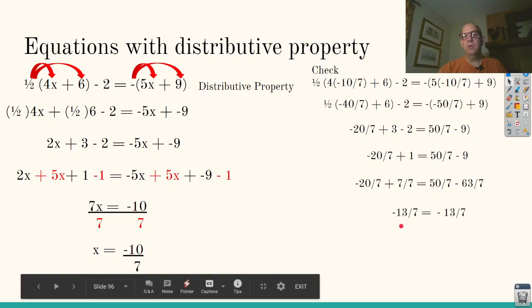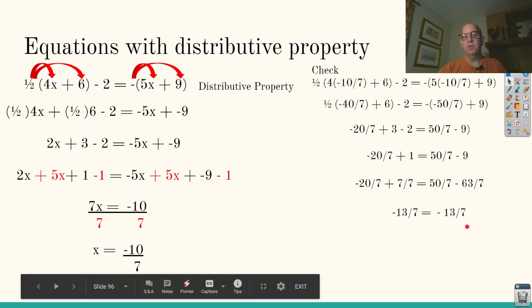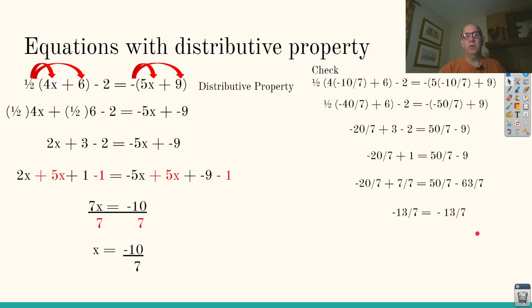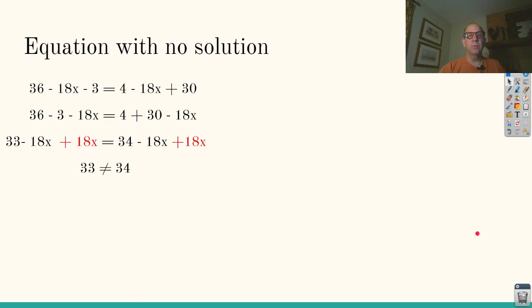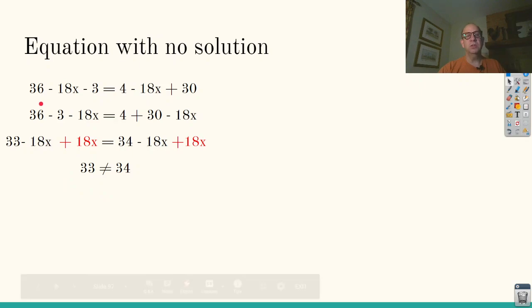Negative 20 plus 7 is negative 13. 50 minus 63 is negative 13. So I have a negative 13 over 7 on both sides. So it is correct. All right, let's take a look at the equation with no circles, no solutions.